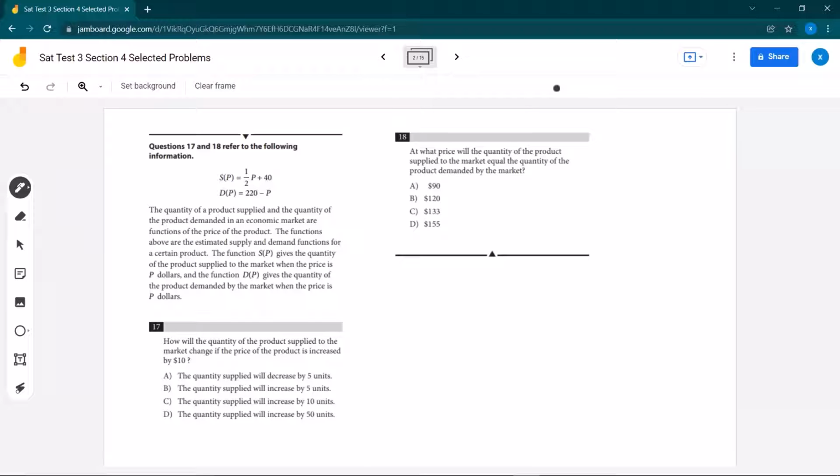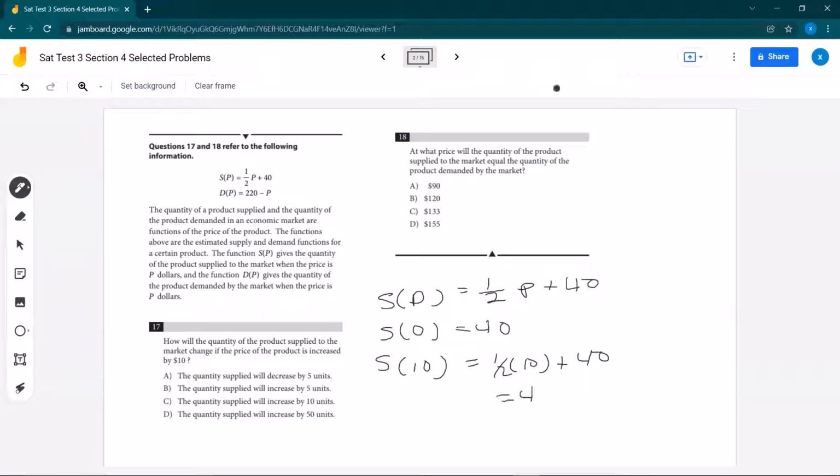Okay, so we're looking at the supply function. S of P equals 1/2 P plus 40. We're looking at how the supply changes if the price of the product is increased by 10. Well, here's one way to look at this problem. Let's take S of 0. S of 0 is equal to 40, because when P is 0, this cancels out and we get 40. So if we increase this by 10, taking S of 10, S of 10 is equal to 1/2 times 10 plus 40, which is equal to 45.